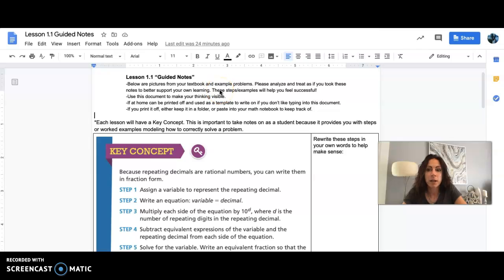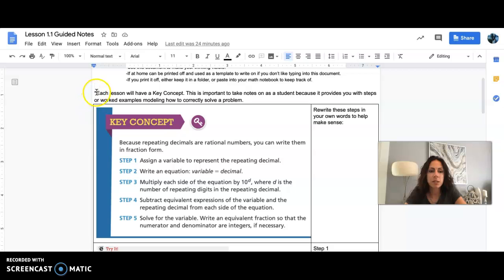Modeling these steps for you right now will help you feel successful. And really, it's a document to show you how you can start making your thinking visible if you decide to create things in a Google Doc. Know that you can always create things with pen, pencil, paper, okay? Still, the pen, pencil, paper should generally model this, okay?